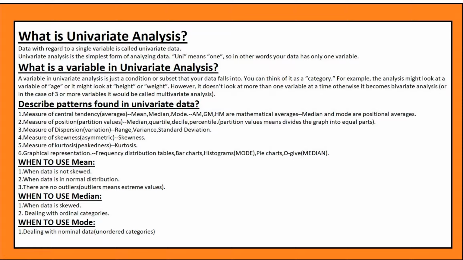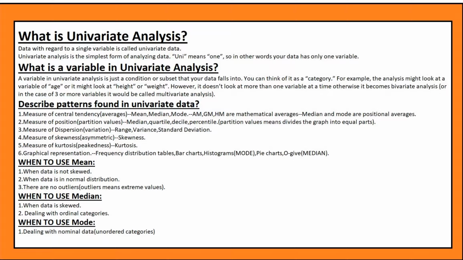Let's go ahead with univariate data analysis. Univariate data means uni means one. So the analysis will be done based on one variable. So if you want to verify the height of students or the weight of dogs, age of men, age of women, these single variable analyses are called univariate analysis.